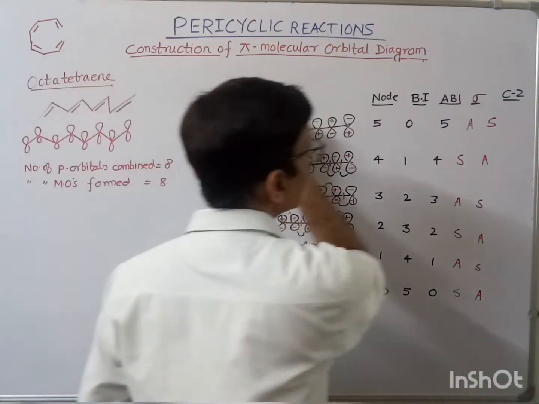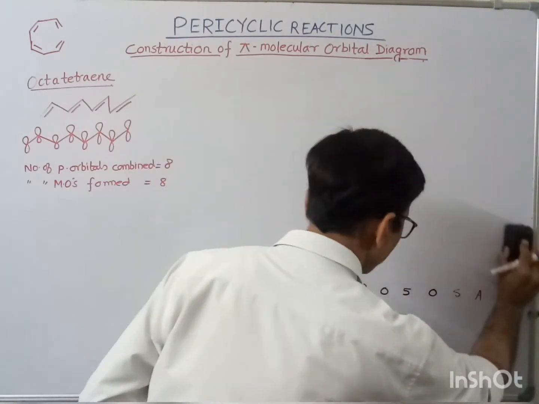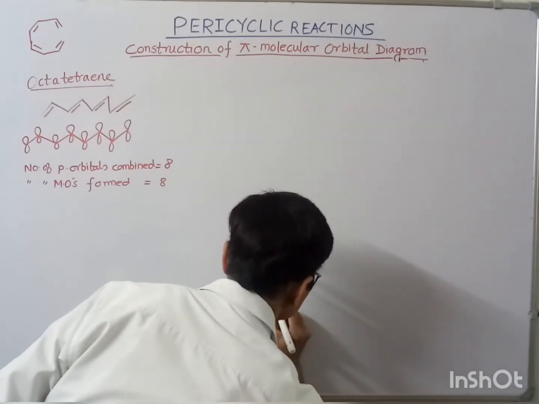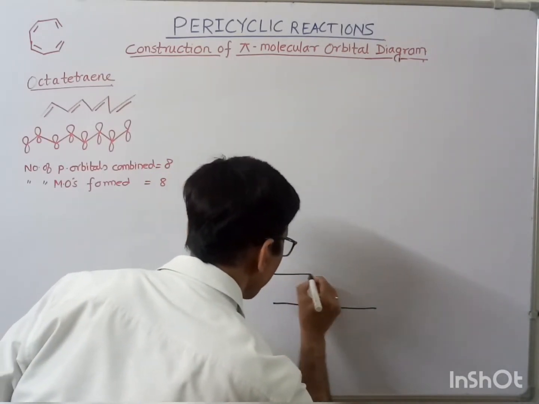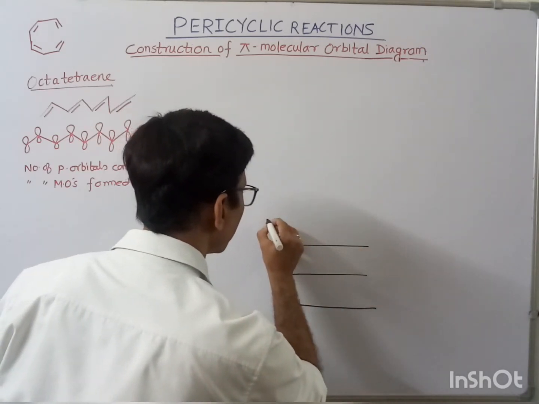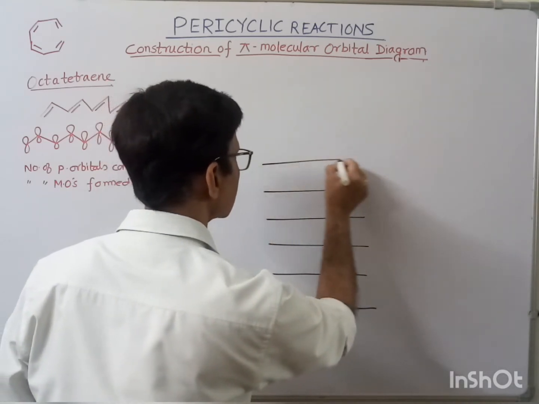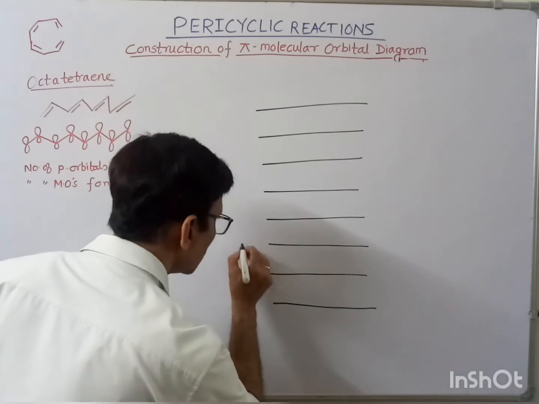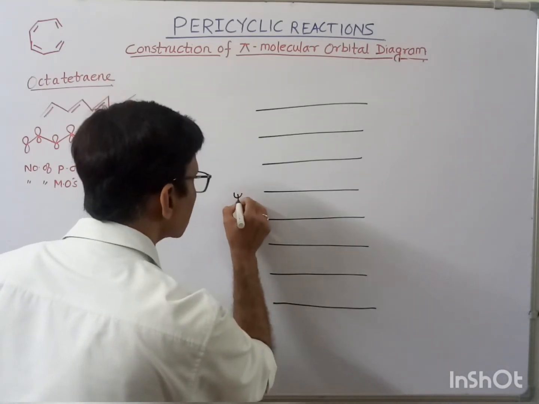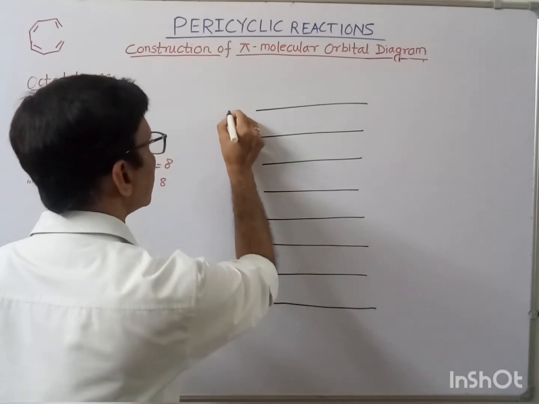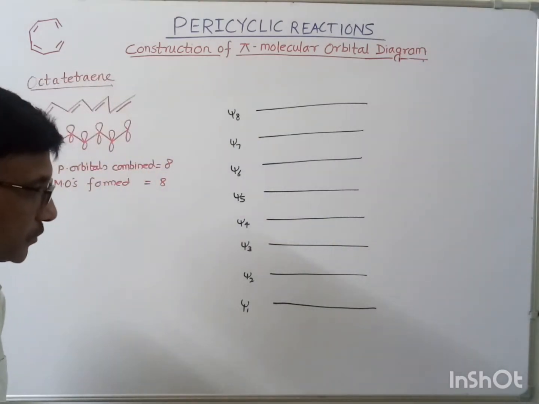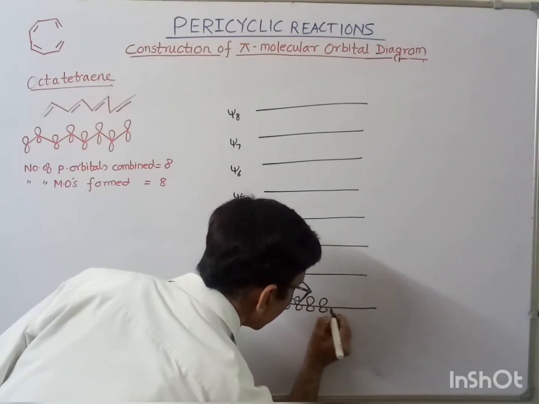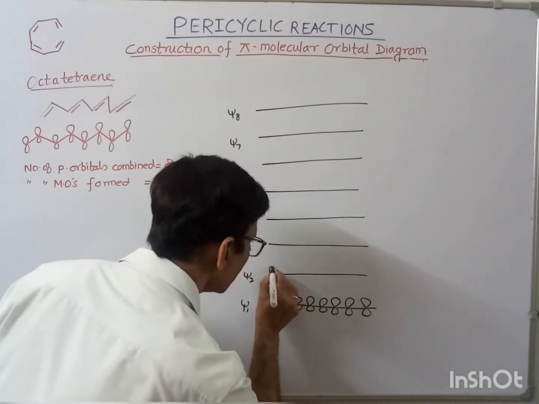Let me draw the molecular orbitals for this octatetraene from psi 1 to psi 8. First, second, third, fourth, fifth, sixth, seventh, and this is the 8th. We can give the names psi 1, psi 2, psi 3, psi 4, 5, 6, 7, 8. Now 1, 2, 3, 4, 5, 6, 7, 8, like this you may draw.